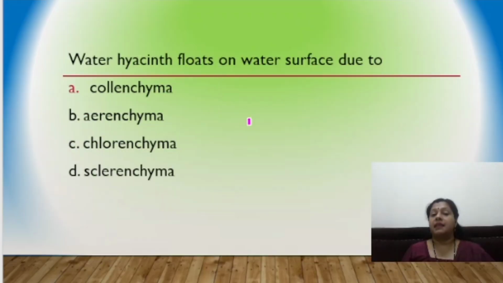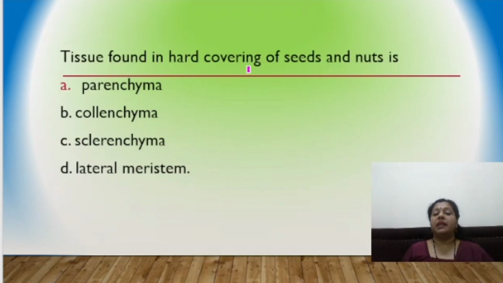Water hyacinth, it's an aquatic plant, floats on the water surface due to. So any plant gets buoyancy by air. So here specialized parenchyma cells called aerenchyma provide buoyancy because they have large intercellular spaces where air can be trapped. Tissue found in the hard covering of seeds and nuts. So wherever you come across this word hard, it is nothing but sclerenchyma.